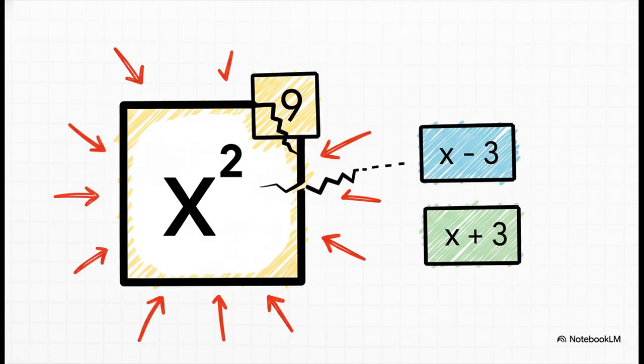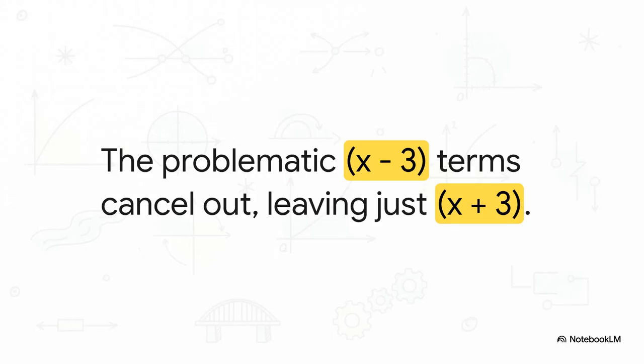The key here is good old-fashioned algebra. We can't plug the number in, so we have to simplify first. Let's look at the top, x squared minus 9. This should look familiar. It's a classic difference of squares, and it factors out perfectly into x minus 3 times x plus 3. And here it is, the magic moment. The x minus 3 on the bottom, the thing that was causing all the trouble, just cancels out with the one on top. And what are we left with? The much friendlier, much simpler function, x plus 3.